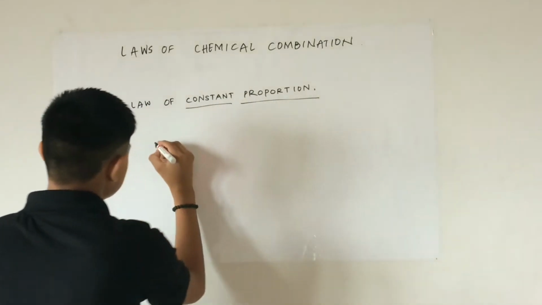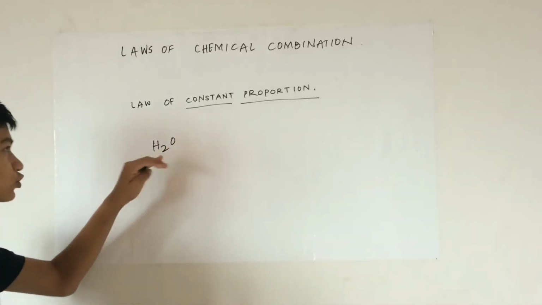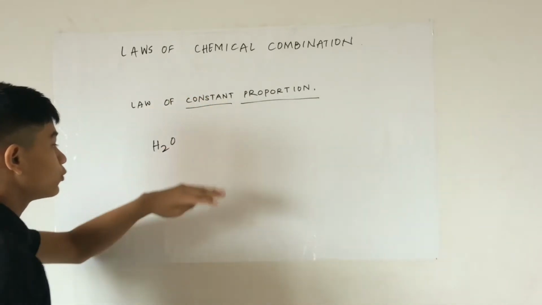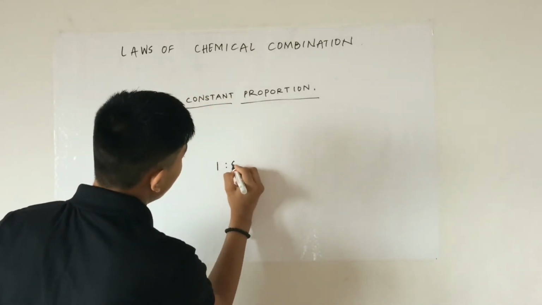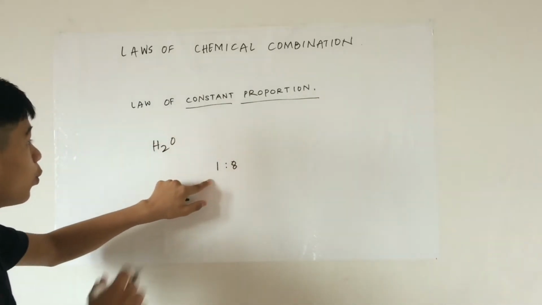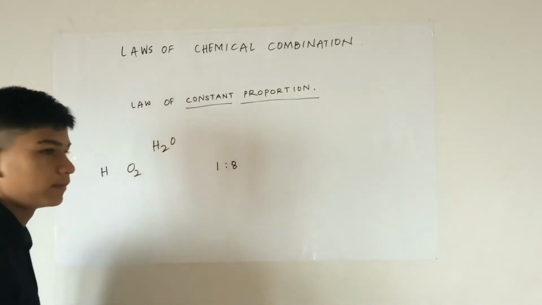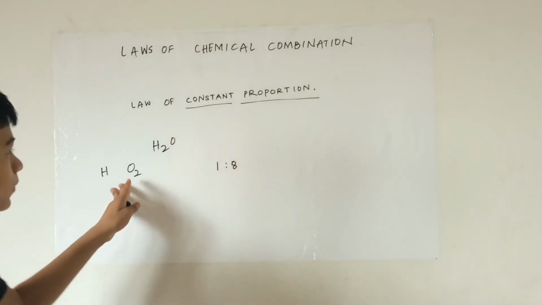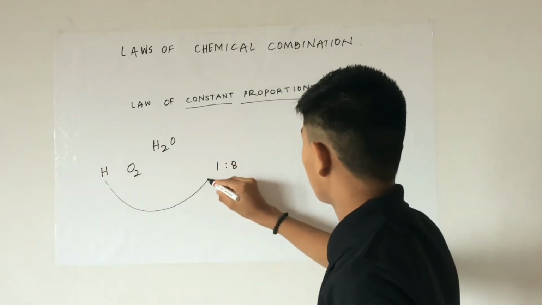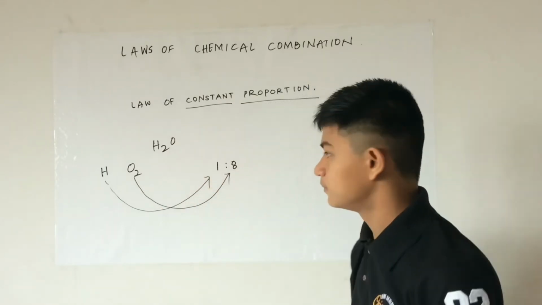Let me take the best example, that is H2O. It has a constant proportion of 1:8 of hydrogen and oxygen, am I right? If hydrogen is 1, then oxygen is 8.